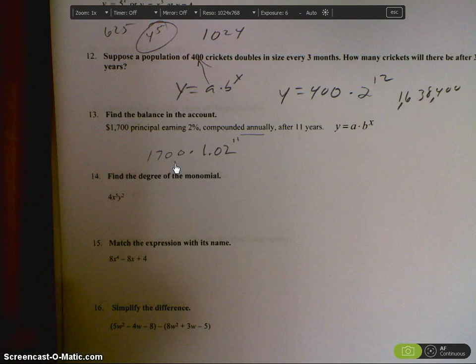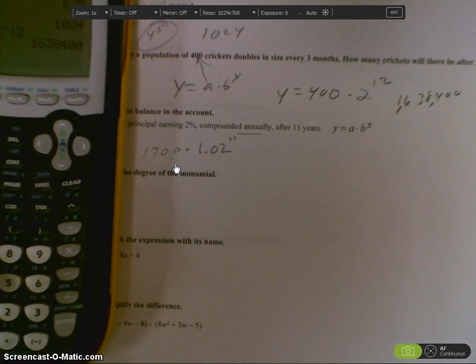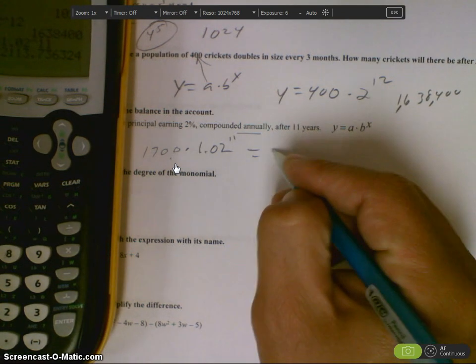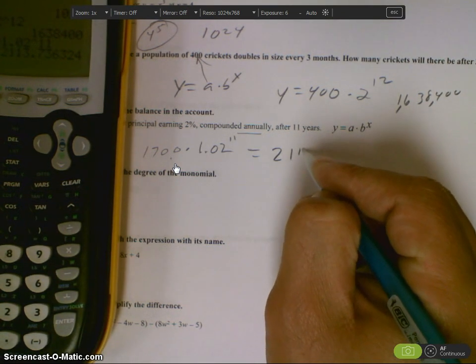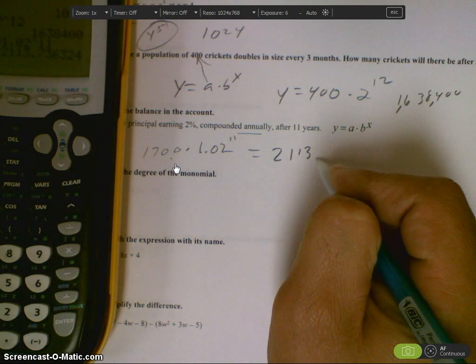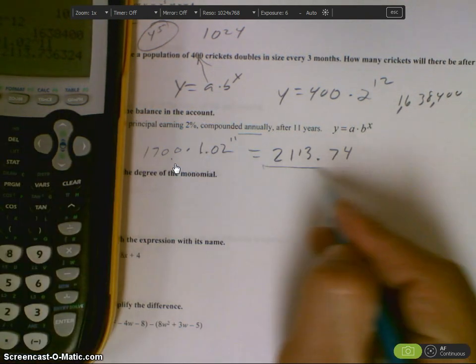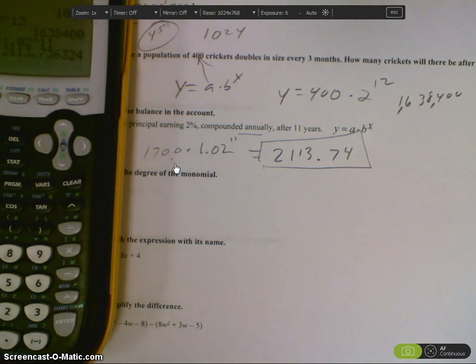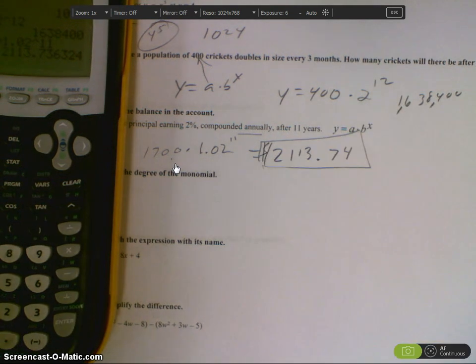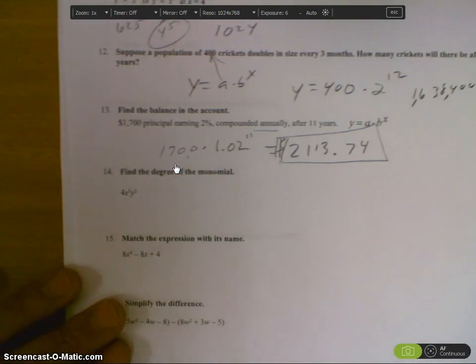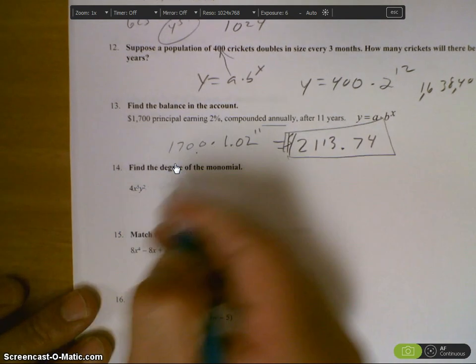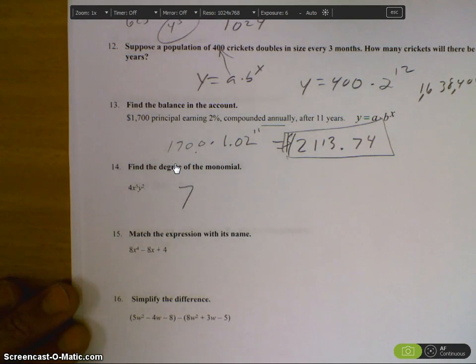And I'm just going to type that into my calculator. And that's going to give me $2,113.74 after rounding. And it's money, so you only go to the hundredths place. All right. Degree of the monomial. That is all of the exponents added together. So 4 and 2 and 1 is 7. That's a 7th degree monomial.